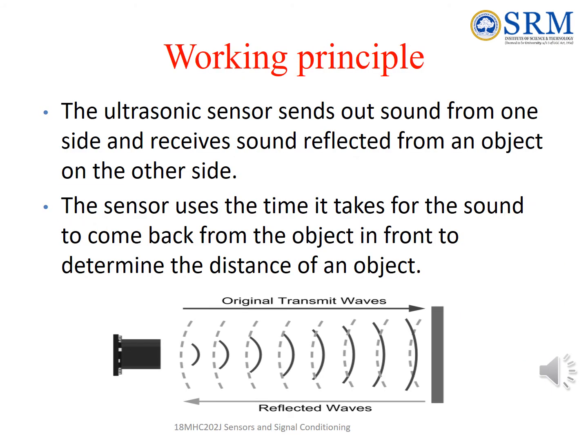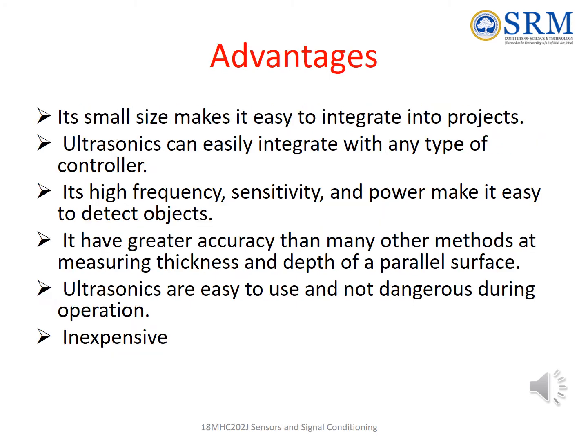So next is the working principle of the ultrasonic sensor. It is the same as before. The ultrasonic sensor sends out sound from one side and receives sound reflected from an object on the other side. The sensor uses the time it takes for the sound to come back from the object in front to determine the distance of the object.